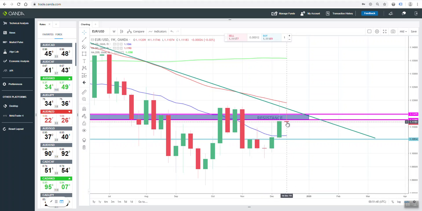Now, if price stays up here and doesn't fall, there's still a possibility that it could go up. However, as long as price stays below this zone here, I'm feeling pretty good about the sell. Now, because the markets are really slow this week, it might not happen until 2020. So that's always one consideration.